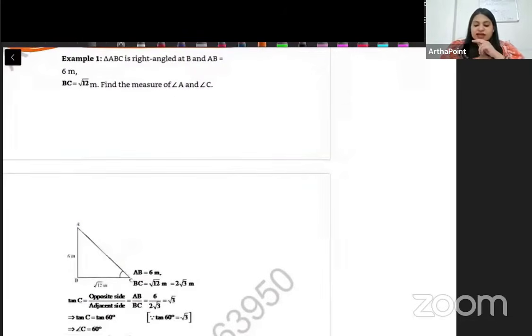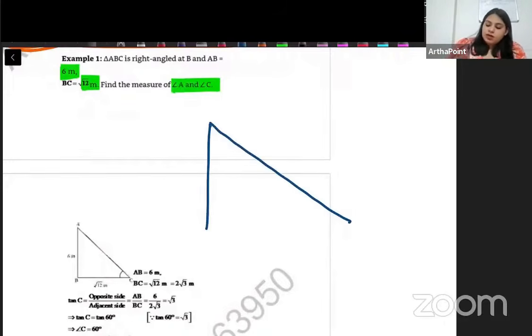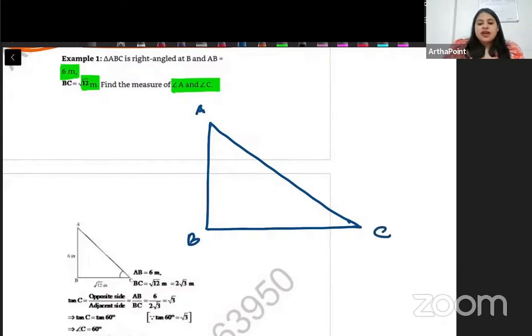ABC is right angled at B and AB is 6 centimeter. BC is root 12. Find angle A and angle C. ABC is right angled at B. AB is 6. BC is root 12. So you have to find the measure of angle A and angle C.